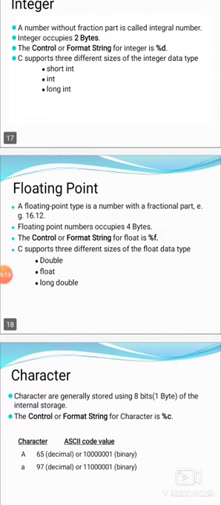Then comes floating point. Floating point is a type of number with a fraction part. It will consist of a fraction. Example, 16.12, 20.2. This is a fraction type. This is floating point. And this floating point occupies 4 bytes of data. And the format string used for floating point is %f. C has, like integer, 3 different sizes of floating point data type: double, float and long double.